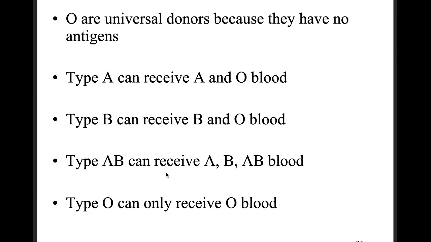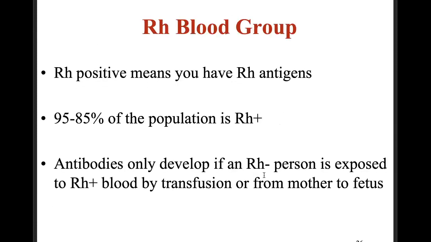Okay. And your type A can receive A and O blood. Your type B can receive B and O blood. Type AB can receive A, B, and AB blood, while your type O can only receive O blood. Okay, memorize this part.